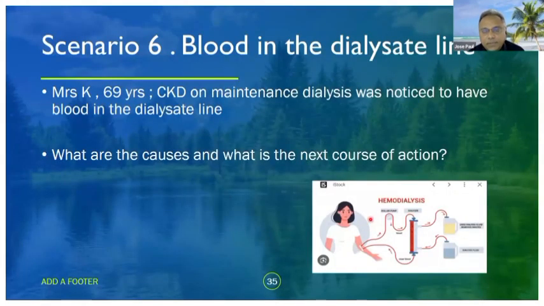Now we'll come to another complication which can happen. So this is this patient, Mrs. K, 69 years, chronic kidney disease on maintenance dialysis, was noticed to have blood in the dialysate line. So what are the causes and what is the next course of action?